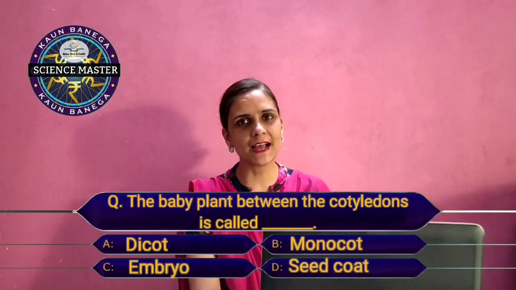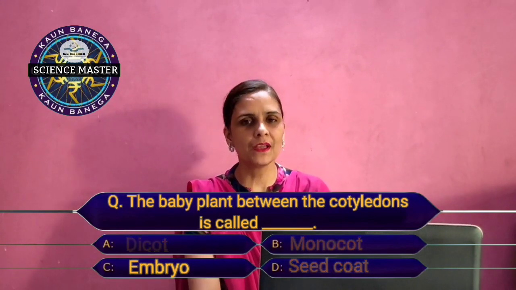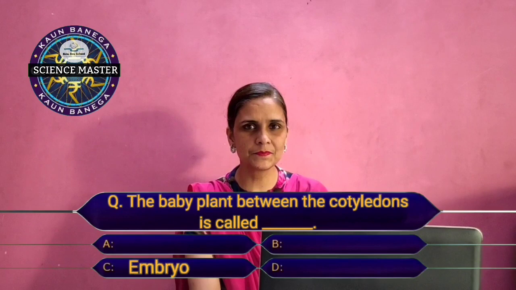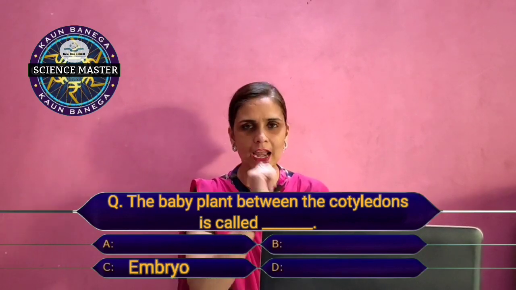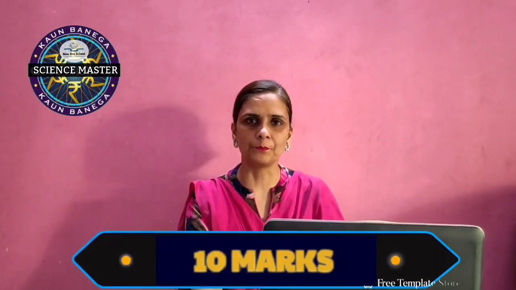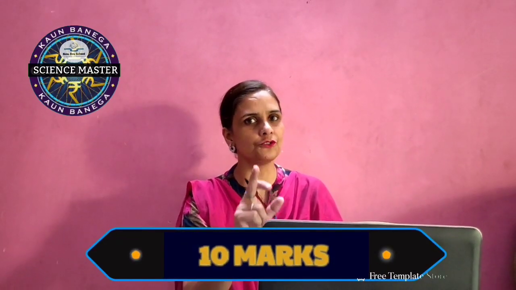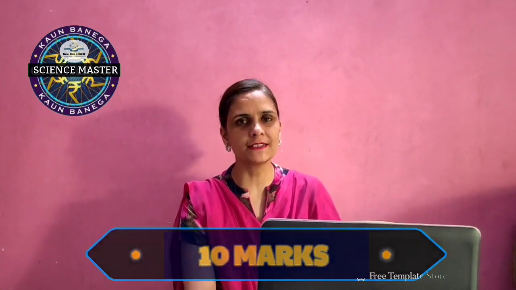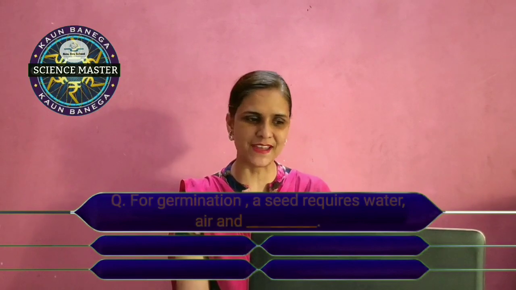I hope you all have written the answer. Time is already up. The correct answer is exactly, it's embryo. The baby plant in the seeds is termed the embryo. Okay, if this answer is correct, don't forget to jot down 10 points in your scoreboard. Here comes question number 3.